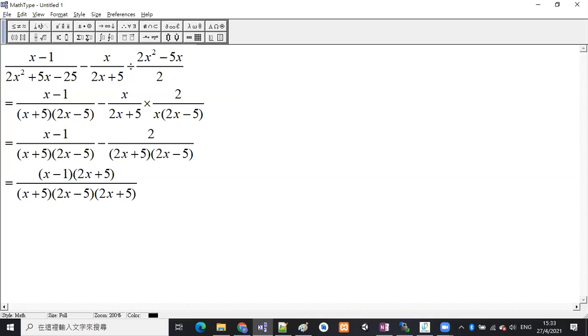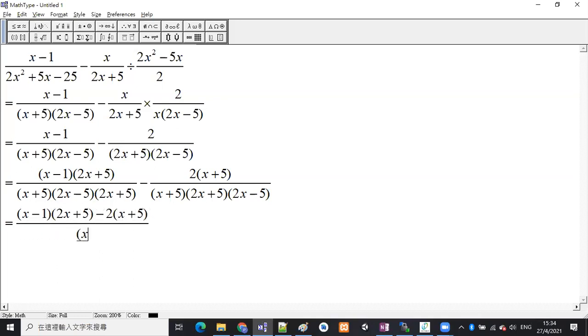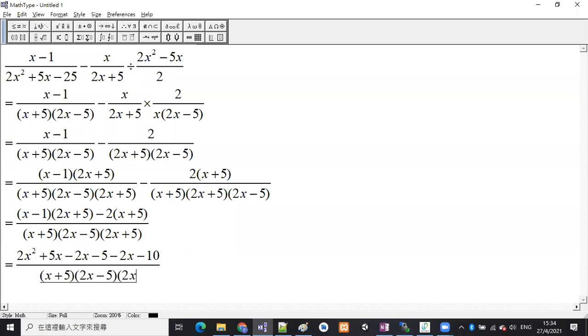So multiply the same 2x plus 5 on the top. And then for the second fraction, we have x plus 5 times 2x plus 5, 2x minus 5. So the extra factor we multiply is x plus 5. Okay, it's like this. And then we merge the two fractions together. So x minus 1 times 2x plus 5 minus 2 times x plus 5. So it's like this. And then expand the brackets on top. So 2x squared plus 5x minus 2x minus 5 minus 2x minus 10. And then copy the denominator.